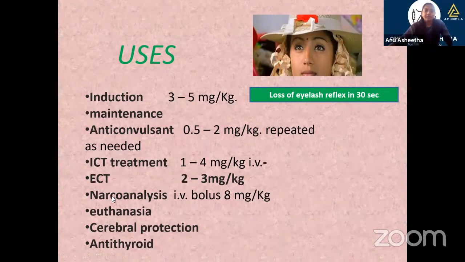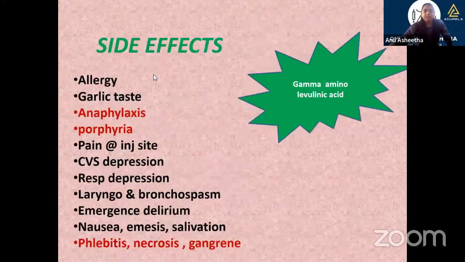Narcoanalysis, that is lie detection. IV bolus 8 mg per kg. Euthanasia, mercy killing, it was used, but now it is not practiced. Now it is also a cerebroprotective agent, hence finds its place in neurosurgeries. Anti-thyroid activity, so it is mainly preferred in many thyroid surgeries. This prevents the peripheral conversion of T4 to T3, hence used in thyroid surgeries.